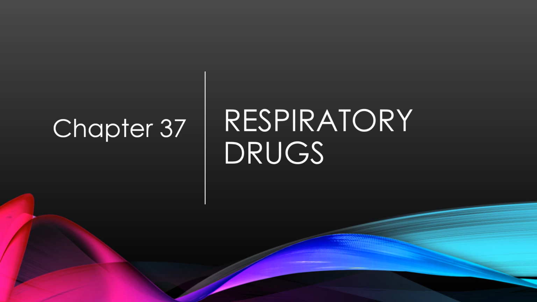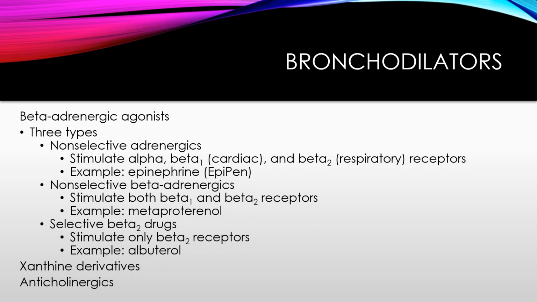So now chapter 37, going into respiratory drugs. So we have bronchodilators. Bronchodilators. You should automatically think of the bronchi that branch off from the trachea, and then the bronchioles, and then it's going into the lungs. All that patho should just come back to you, right? So these are the medications we're going to talk about.